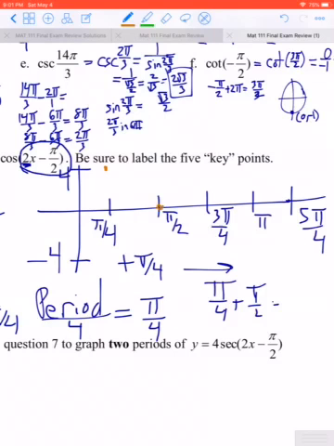A quarter of the way through its period, it goes to 0. Halfway through its period, it attains its minimum. Three-quarters of the way, it's back to 0. And then it finishes its period back at the maximum value. From there, just go ahead and insert your basic cosine shape. And this would be the graph of 4 cosine 2x minus pi over 2.